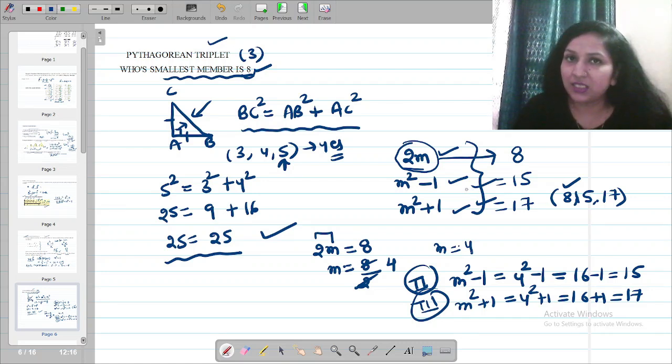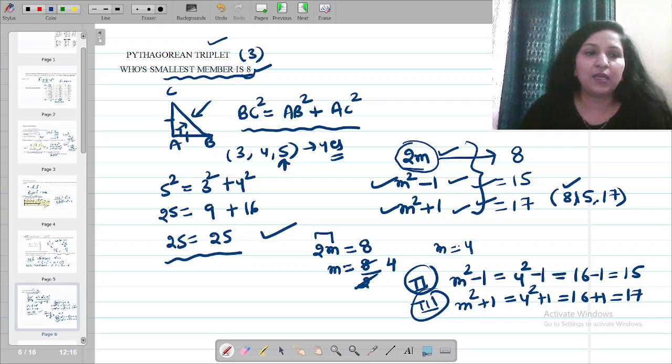I hope this much is understood. You can rewatch it once again if you have any doubt. 2m, m square minus 1, m square plus 1. One of the numbers is equal to 8. 8 is already given. Find the value of m and substitute here. You will get the other two members.